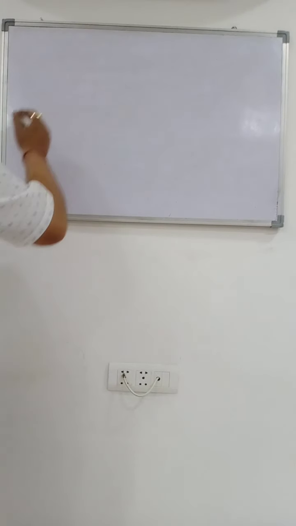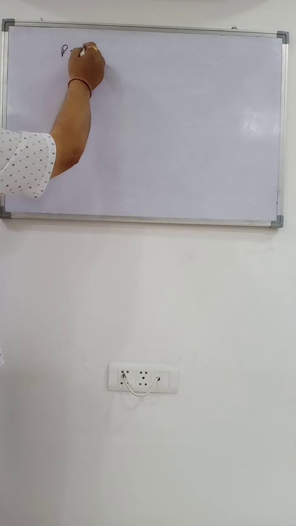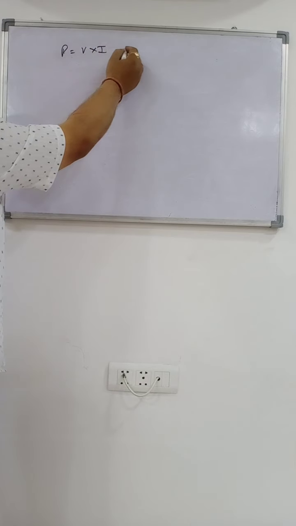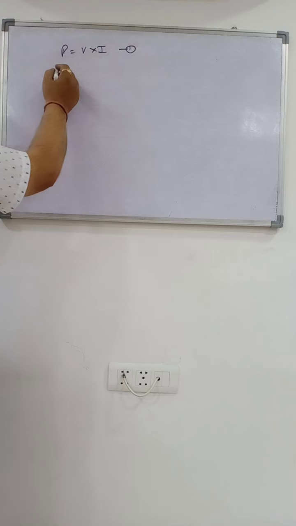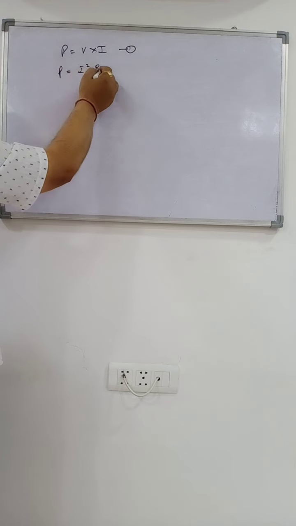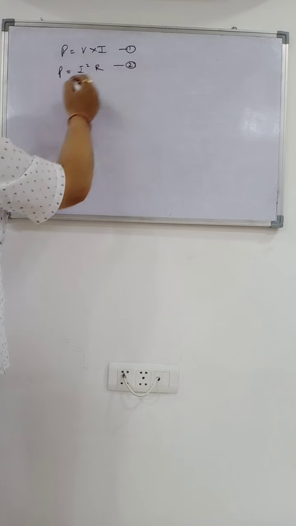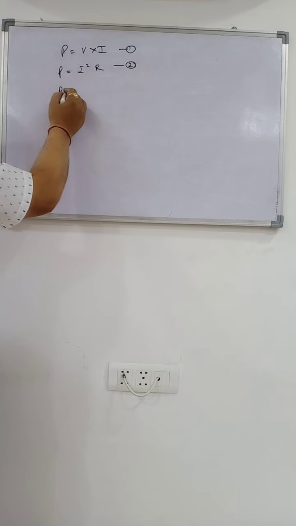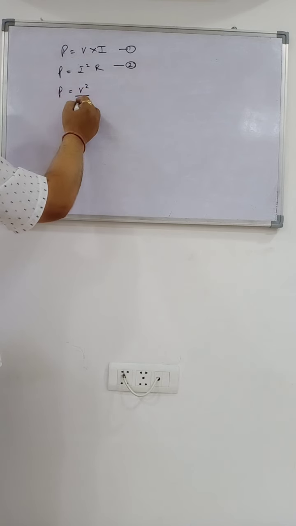In the last class, we had done the formulae for power. Which were the three formulae for power, beta? The first one was P is equal to V into I. The second one was P is equal to I square R. And the third one was P is equal to V square by R.